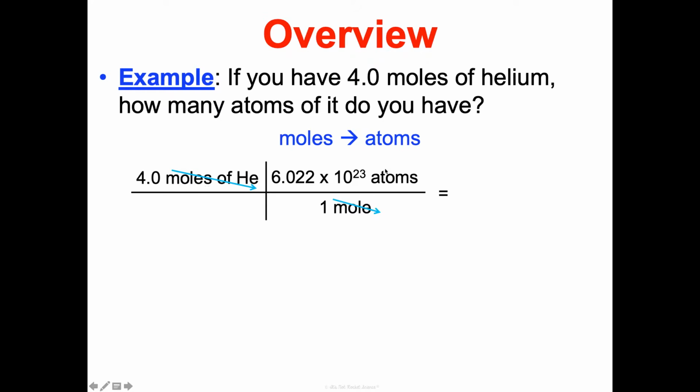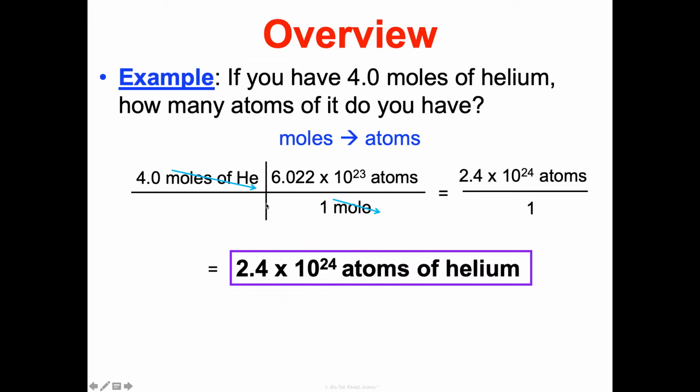Now we just multiply across the top. So 4.0 times 6.022 times 10 to the 23rd, and we get this number. And then we multiply across the bottom, which is just 1, and then we divide. And that's how we get our answer, which is that there are 2.4 times 10 to the 24 atoms of helium. And I knew to round this to two significant figures because we started with two significant figures.